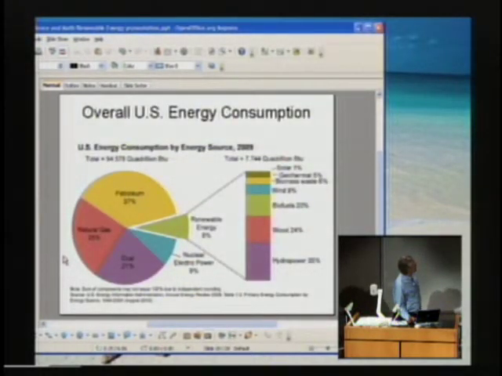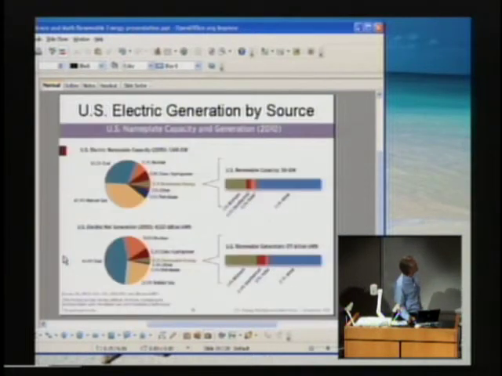This is the overall energy consumption of the US by type of fuel. This is not just electricity, it's all different things. Virtually all the coal is used to produce electricity. Some of the natural gas is used for electricity. A lot of that is used for heating. The petroleum is primarily transportation fuel. And most renewable energy is used to produce electricity.